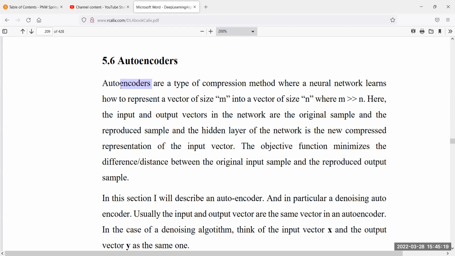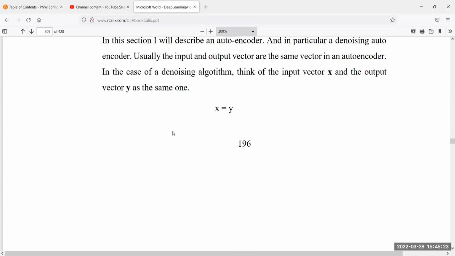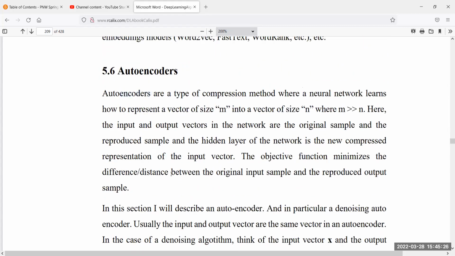build from scratch. Now you can learn everything that you want about simple autoencoders from this example. I'll just kind of quickly go through this. So autoencoders are a type of compression method where a neural network learns how to represent a vector of size m into a vector of size n, where m is much greater than n. So you're compressing it basically.